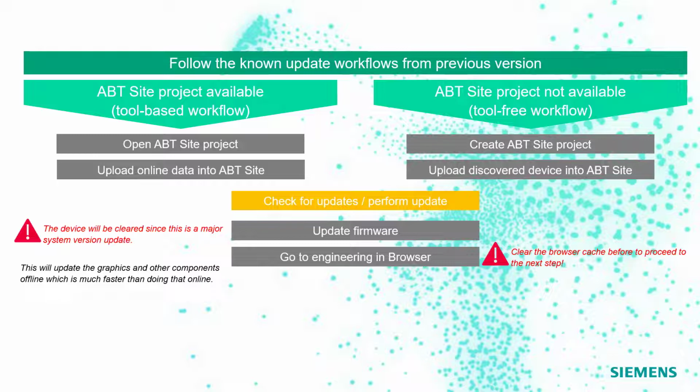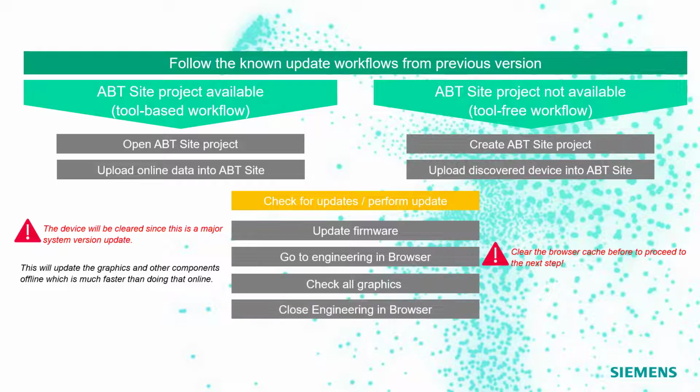This update will be applied also to all the graphics and the other components in offline, because it is much faster than doing that online. Then we will check all the graphics and close the Engineering in Browser session. Go back to the ABT site, assign the devices again, since they have been cleared, and full load the configuration.